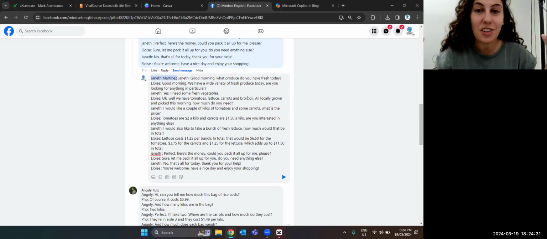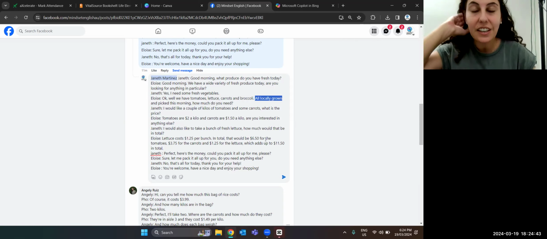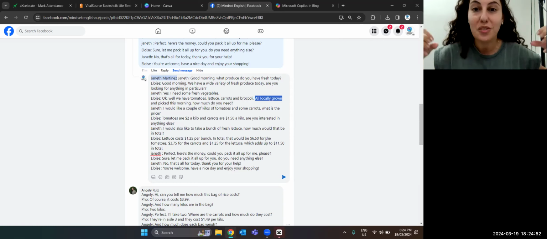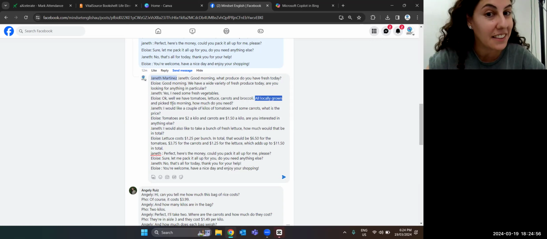Good use of vocab to do with vegetables. All locally grown. That's really well. That means that it's grown right here in this country. Not just in this country, but maybe in the same town that you live in. So you're not getting this food from outside of the country. It's grown right here, so that means it's very, very fresh. And picked this morning. How much do you need?